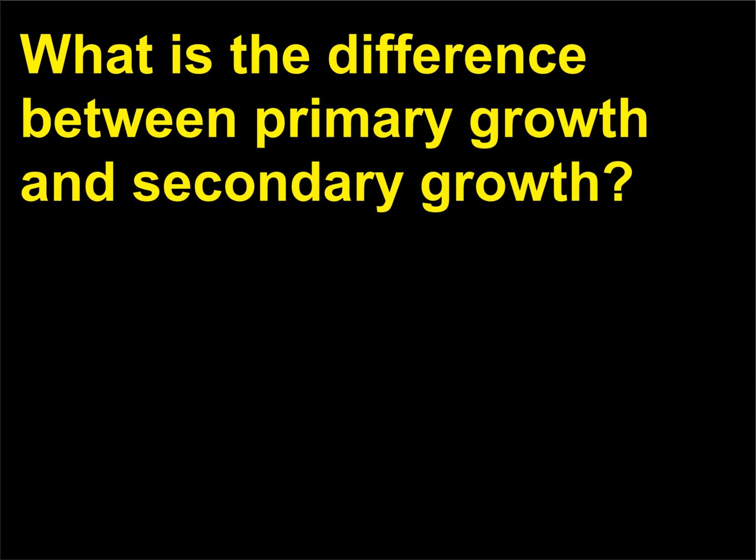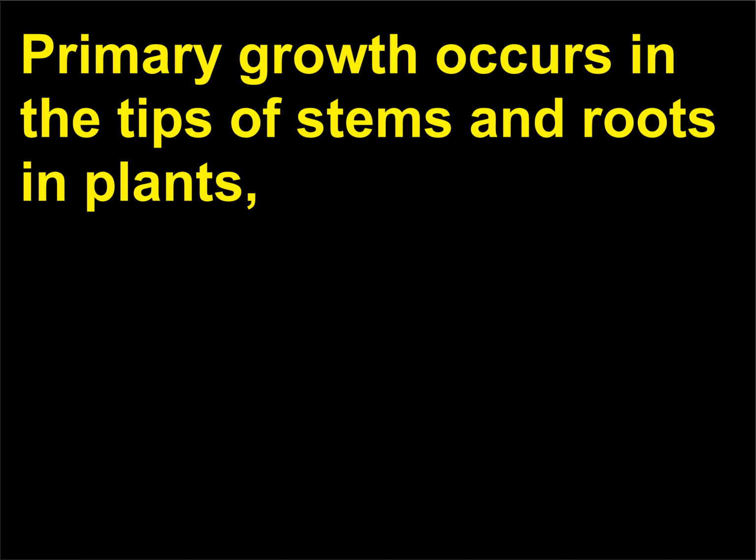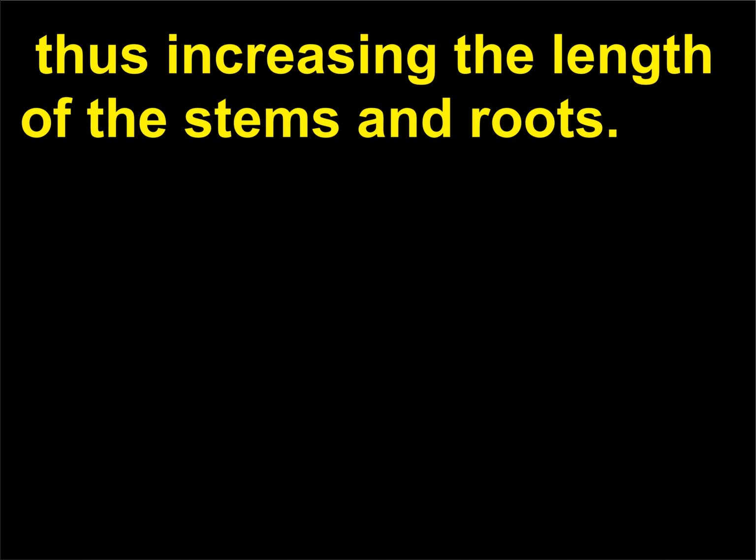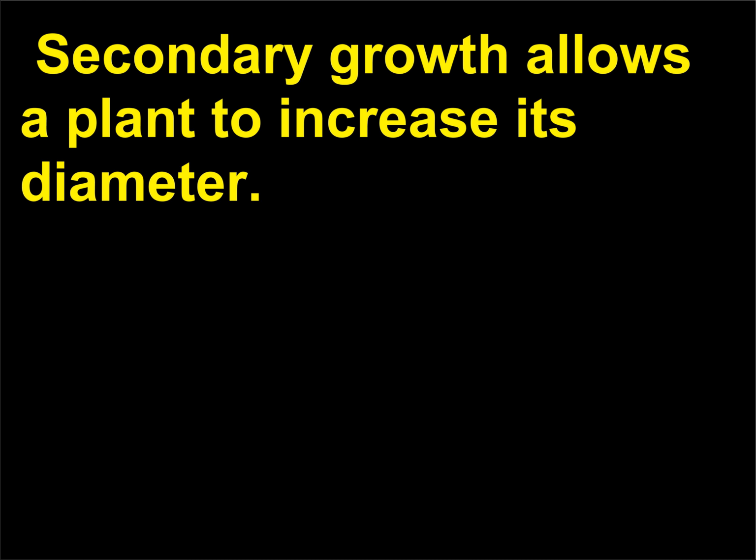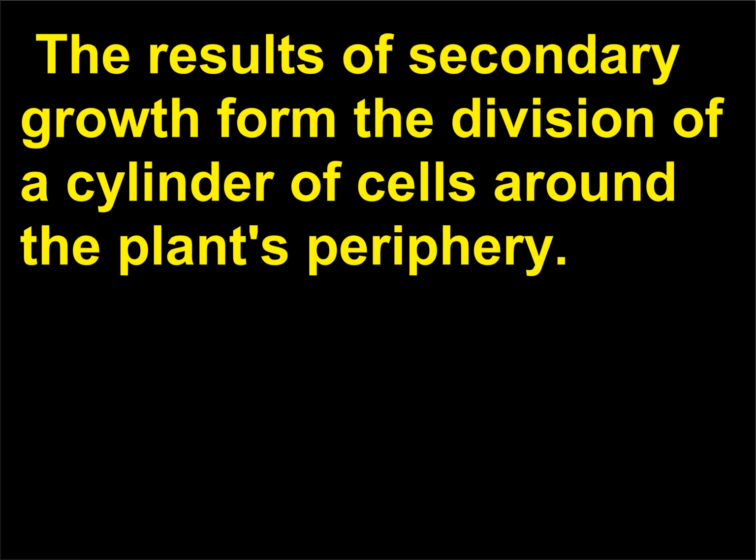What is the difference between primary growth and secondary growth? Primary growth occurs in the tips of stems and roots in plants, thus increasing the length of the stems and roots. Secondary growth allows a plant to increase its diameter. The results of secondary growth form from the division of a cylinder of cells around the plant's periphery.